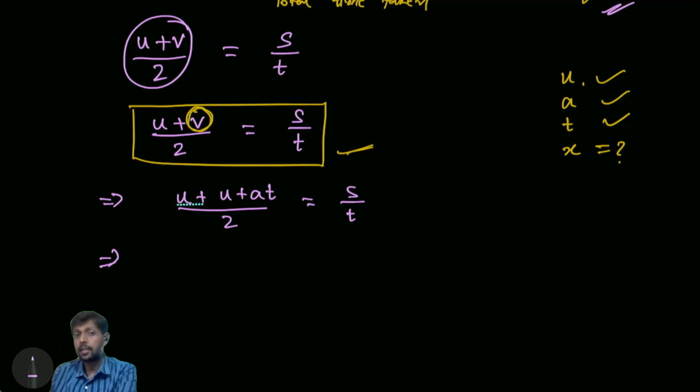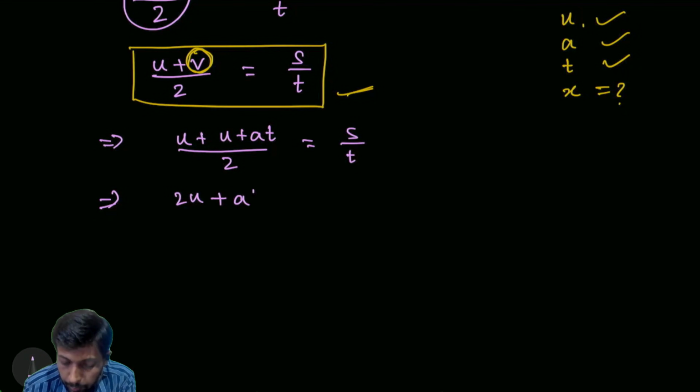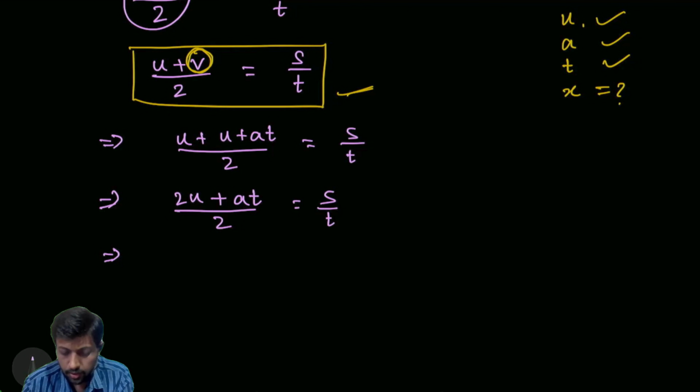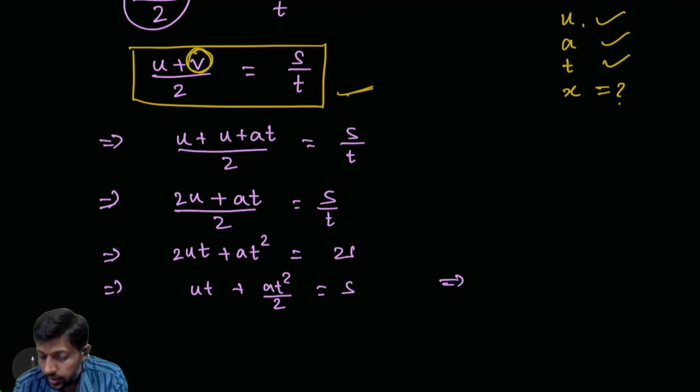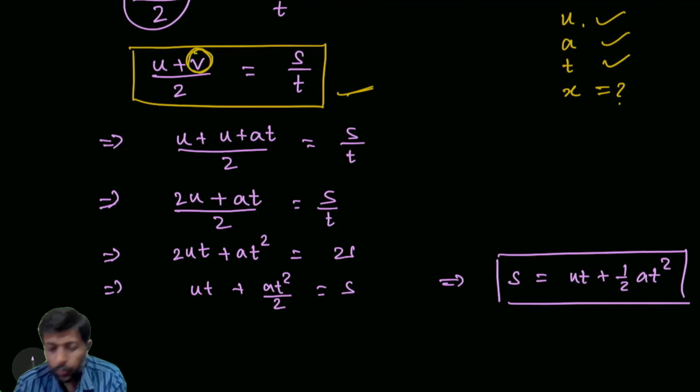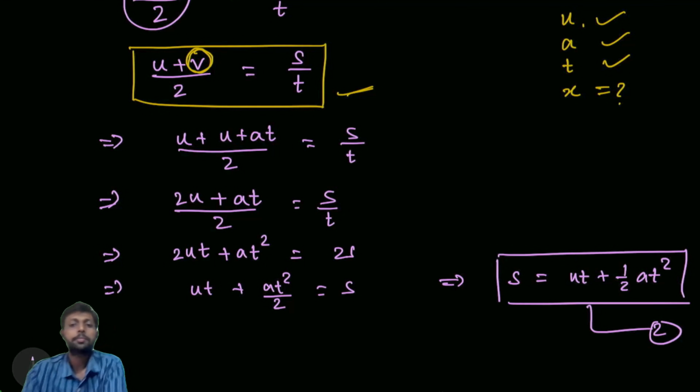And let's simplify this and let's see what we get. And that would be our second equation of motion. So you can cross multiply, and this becomes 2s on this side, and you get 2u into t plus at square. And you divide by 2 throughout, and you get ut here plus at square by 2. This is equal to s. This gives you s equals ut plus half at square. This is the very familiar equation of motion. This is our second equation of motion.